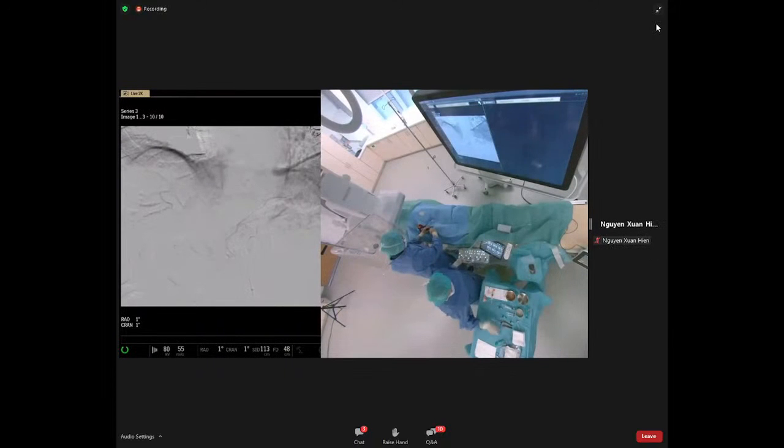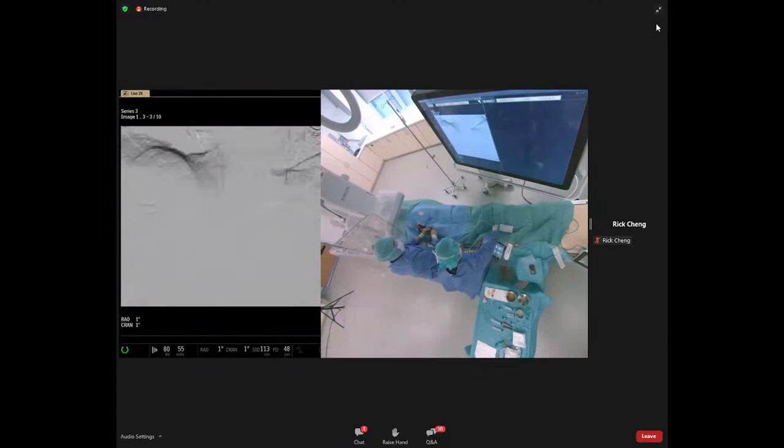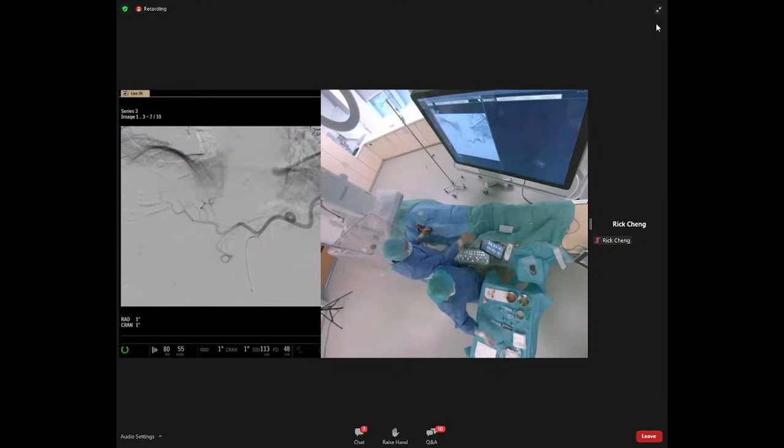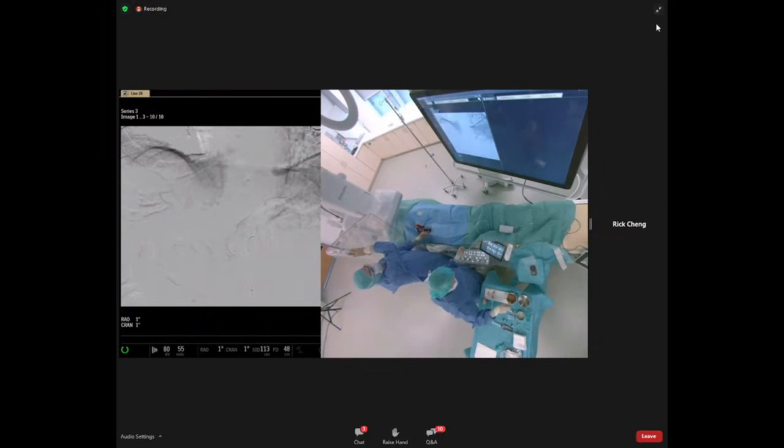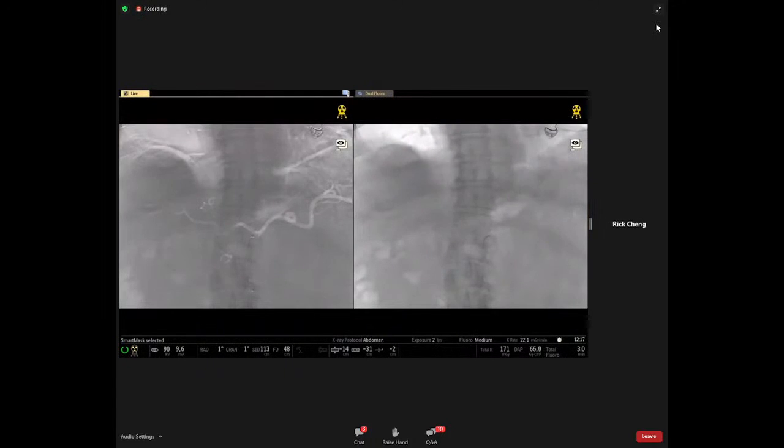The catheter is advanced into the celiac trunk and an acquisition is made to check the flow dynamics. Now the catheter needs to be advanced into the common hepatic artery. This is done with the help of the 2D road map function.